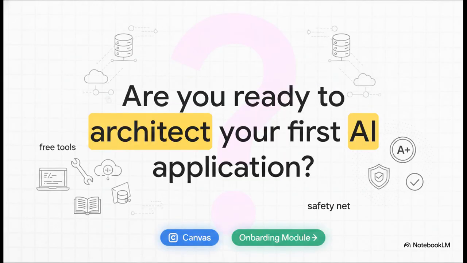So it really all comes down to this. Are you ready to architect your first end-to-end AI application? If the answer is yes, it's time to log into Canvas, knock out that onboarding module, and just start building. Once you truly understand how data flows through these complex pipelines, the only limit is what you decide to engineer next. So, what kind of world-changing AI are you going to build?